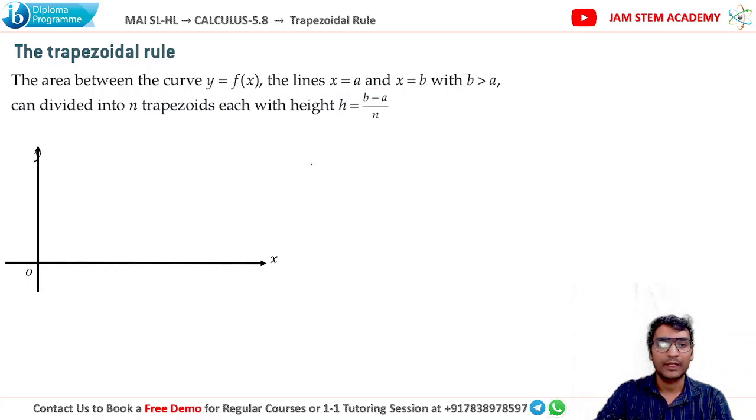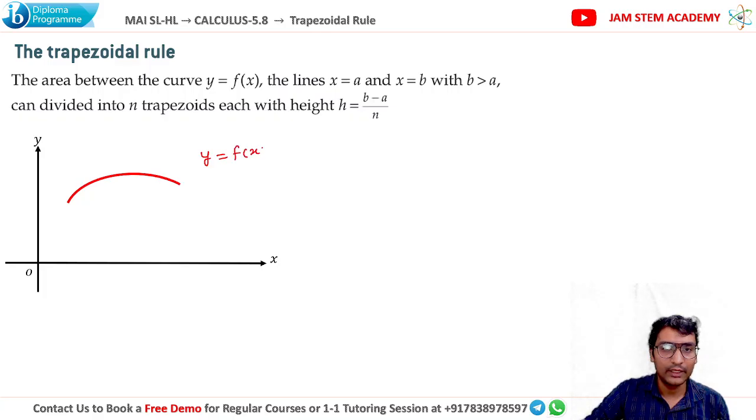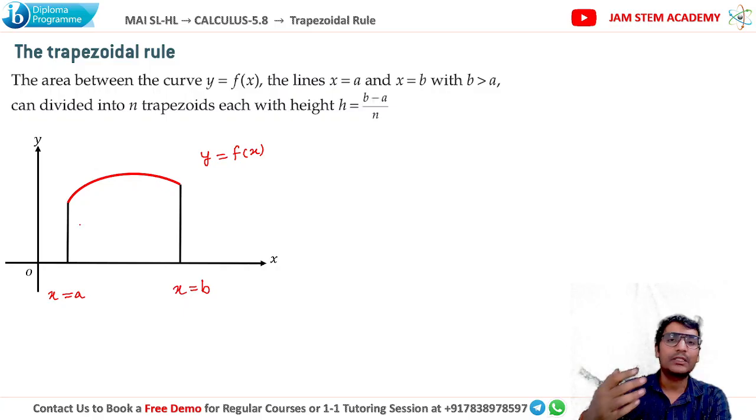I'll show you. Consider a function whose graph is given by this. Let's say this is the graph of y equals f(x). So we need to find the area under this curve from x equals a, which is the equation of this line, to x equals b, this line. Now we have to construct n trapezoids here.